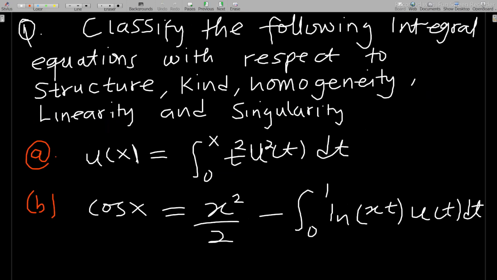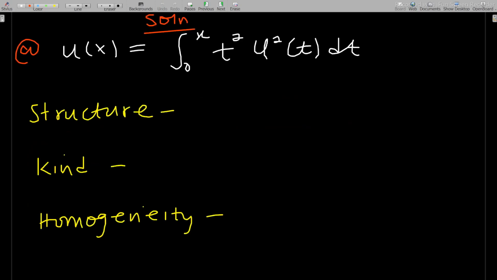So let's pick an example and go through them. The question here is: classify the following integral equations with respect to structure, kind, homogeneity, linearity, and singularity. So you pick one of the integral equations and go to structure. What kind of structure is it? Remember that under the structure we have Fredholm's integral equations, and we have Volterra's integral equation. So under the structure, you can say either one of these. Let's pick the example and go.